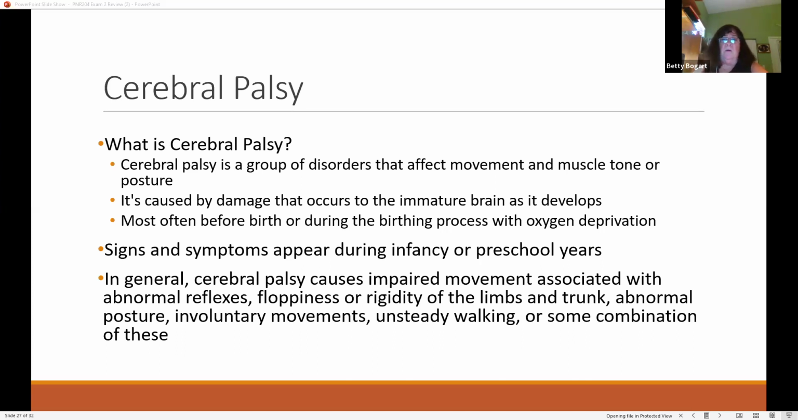What we know about this is we'll find it when we're doing our developmental testing. Are they growing the way they should as an infant, right? Are they lifting their head up and turning over? And we're going to see that their reflexes and whatnot aren't where they should be. As they get older, you're going to see that floppiness, rigidity of limbs, trunk, that posture different, involuntary movements, unsteady, or they can't move, or any combination of all these things.